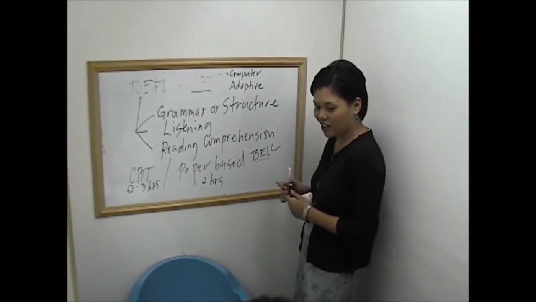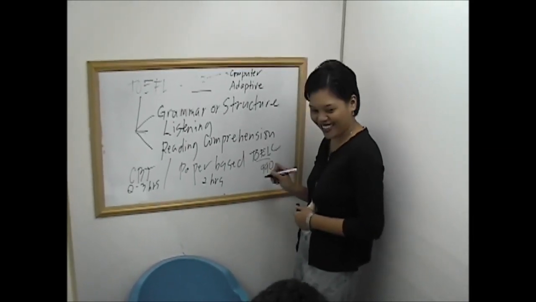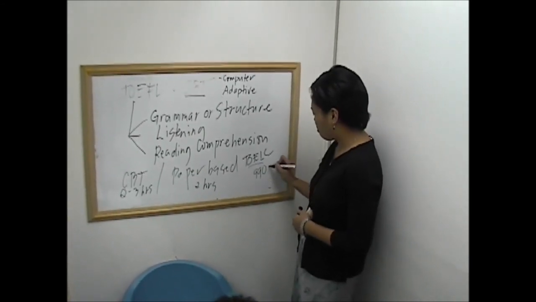So that's why, what was your last time? Have you already taken 990? You already have the 900 score? That's a perfect score, right?